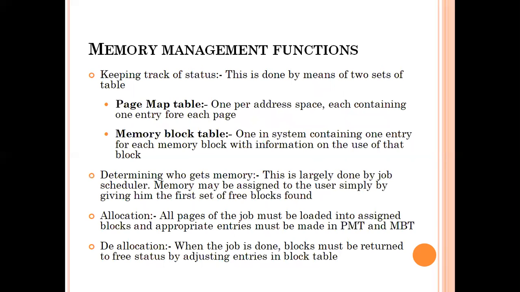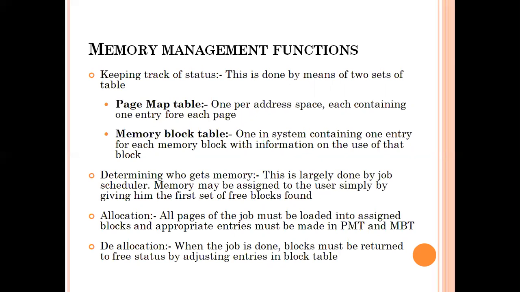Determining who gets the memory, how, when, all this is the allocation policy. This is done by a job scheduler in case of paged memory management technique. And allocation: whenever memory has to be allocated, the operating system will take the job, divide the job into a number of pieces called pages, then identify the blocks which are in the free status by looking at the memory block table.